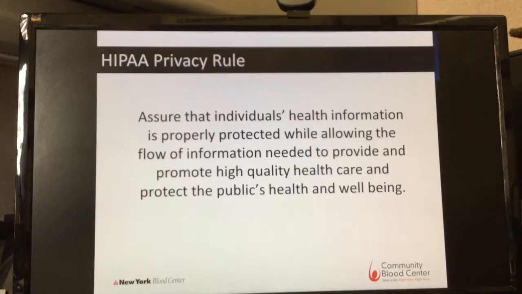The way HIPAA protects PHI, or protected health information, is through two main rules, the privacy rule and the security rule. The privacy rule assures that individuals' health information is properly protected while allowing the flow of information needed to provide and promote high-quality health care and protect the public's health and well-being. Essentially, the privacy rule looks at balancing the rights of the individual while allowing healthcare providers the information they need to protect patients and the public.